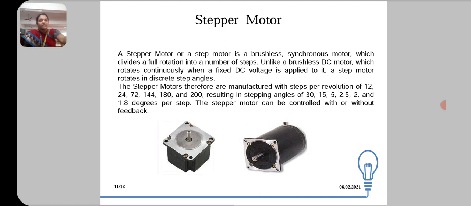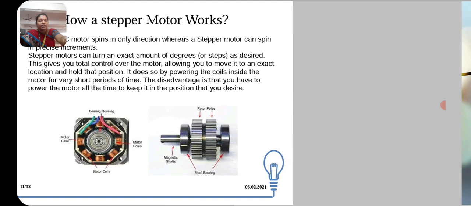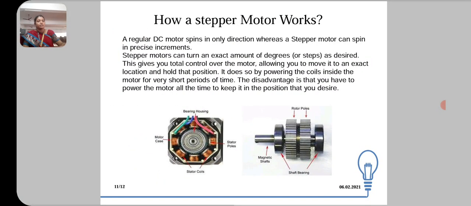Stepper motors are manufactured with steps per revolution of 12, 24, 72, 144, 180 and 200, resulting in stepping angles of 30 degree, 15 degree, 5 degree, 2.5 and 2. These are the different angles. The stepper motor can be controlled with or without feedback. So this is the working condition of the stepper motor.